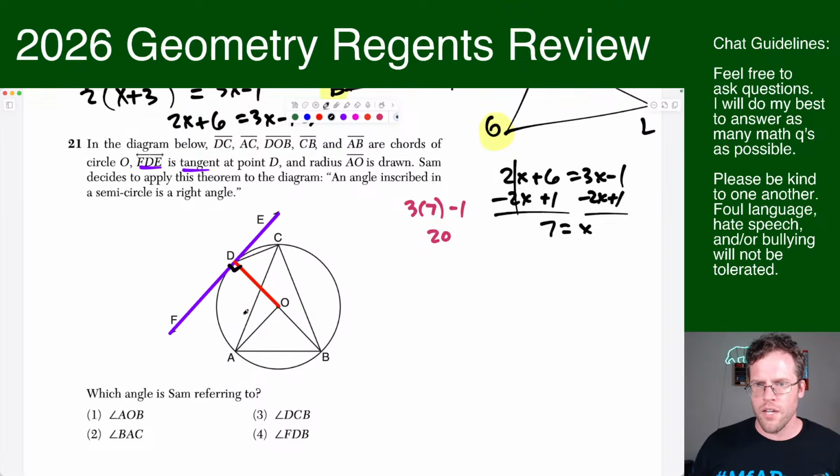Radius AO is drawn. Sam decides to apply this theorem to the diagram. So let's see here. An angle.